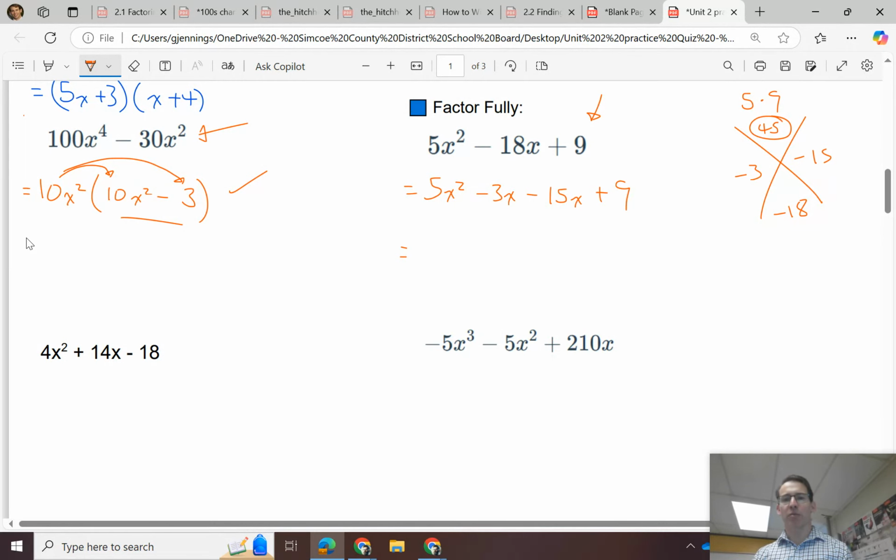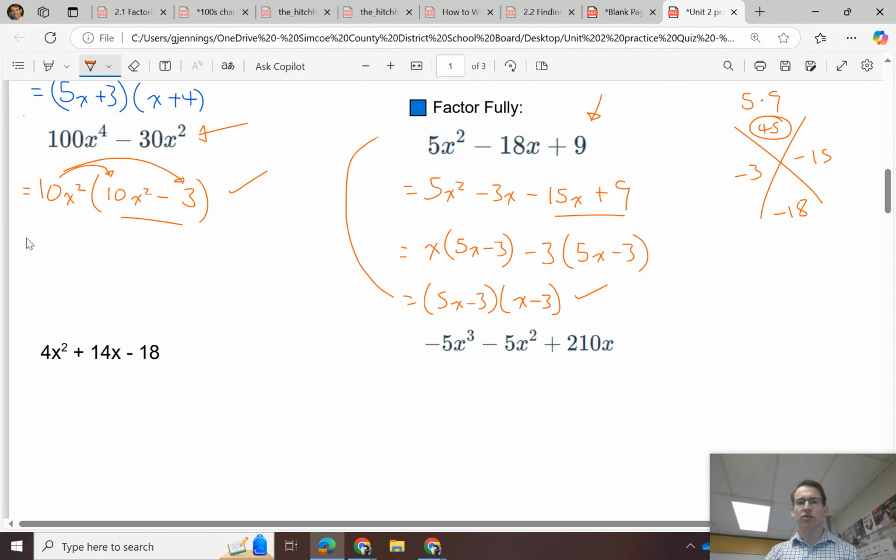Common factor, both bits. This one, the common factor is just x times 5x minus 3. And this one, our common factor is minus 3 times 5x minus 3. Notice we have 5x minus 3 twice, which is great news. So we're going to have 5x minus 3 multiplied by x minus 3. Done, final answer.